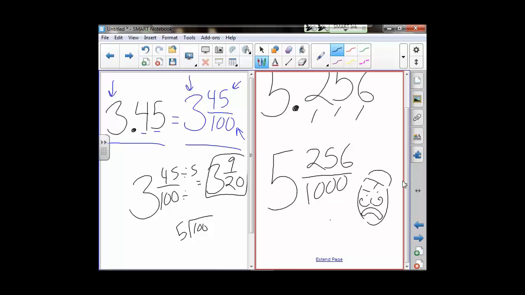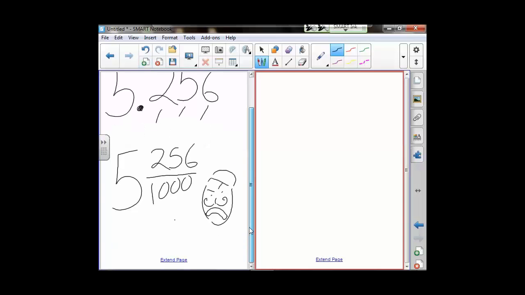Math people, stay focused. The idea is that we're trying to figure out the greatest common factor of both of these numbers. Like I said, you could do a factor tree. So let's do a practice of that. I'm looking at 256 and 1,000.